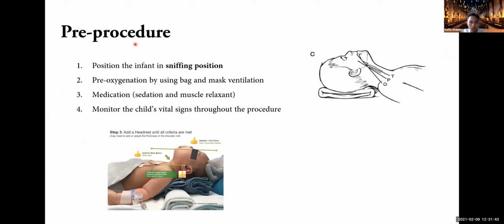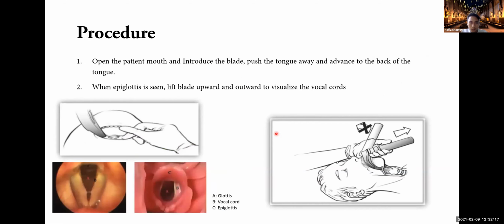Next, we move on to the pre-procedure. Before we start, we need to position the infant in a sniffing position. To make it easy, sniffing position is when the oral axis, pharynx axis and the trachea axis are aligned to each other. And we give pre-oxygenation using bag and mask ventilation and give medication, sedation and muscle relaxant. And along the procedure, we need to measure the vital signs. And then we start the procedure.